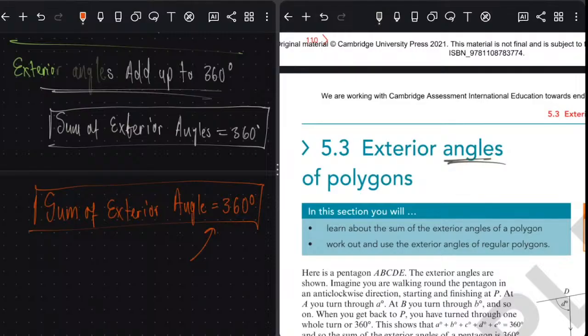Say it out loud. They always add up to what? 360. You can say it even louder than that. Come on now. One more time. They always add up to what? 360. Yes, shout. One more time. Shout like I'm doing. Exterior angles add up to what? 360. Thank you. They add up to 360.